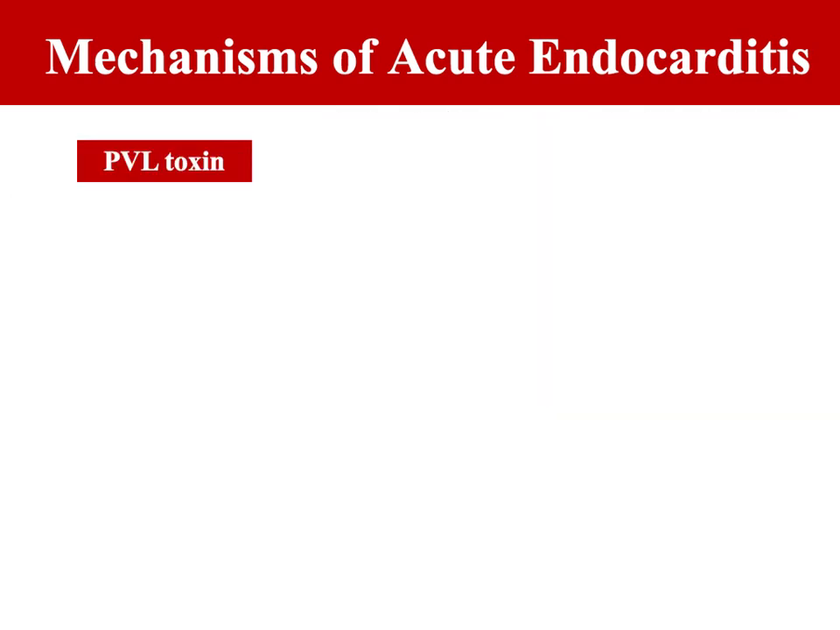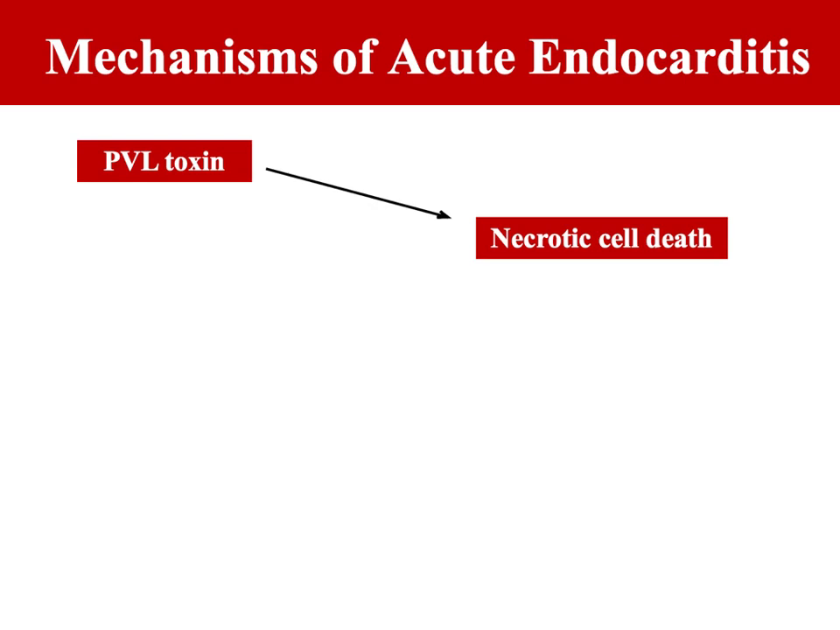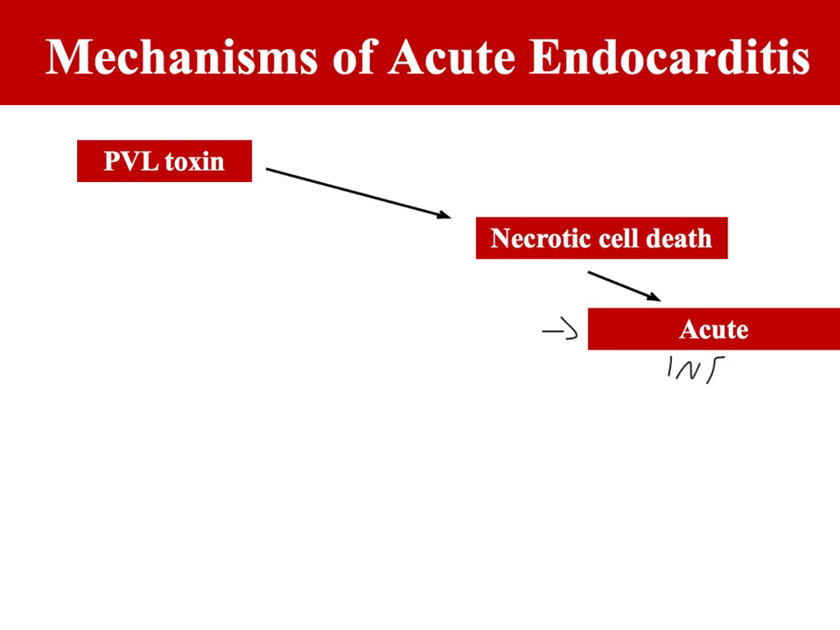So starting with PVL toxin, you could substitute in here streptolysin or any other pore-forming toxin made by an agent of endocarditis. You're going to have necrotic cell death. Hopefully we all recognize that was not apoptotic cell death, that was just described. Dr. Colley would be very sad if that were the case. That is going to give you an acute inflammatory response, which is what we're after.